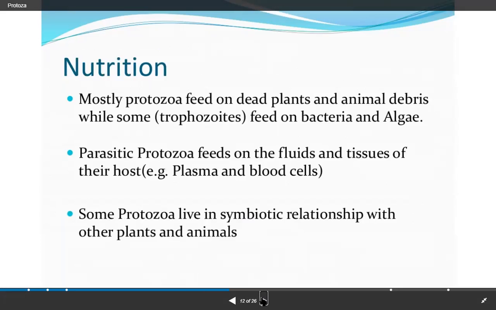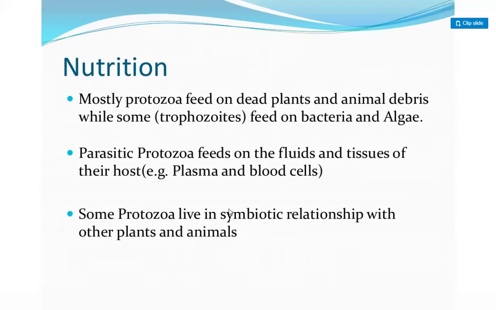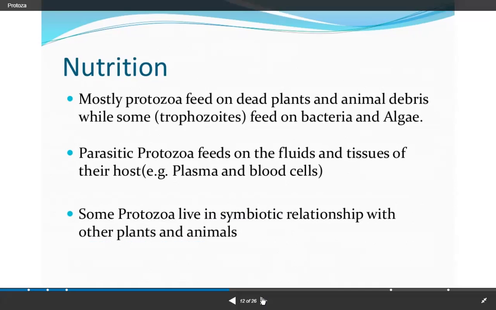Nutrition. Mostly protozoans feed on dead plants and animal debris, while some trophozoites feed on bacteria and algae, and parasitic protozoans feed on the fluid and tissue of their host, like plasma and blood cells of the host, whereas some protozoans live in a symbiotic relationship with other plants and animals. A symbiotic relationship is a type of relationship in which both parties benefit. Symbiotic means association.